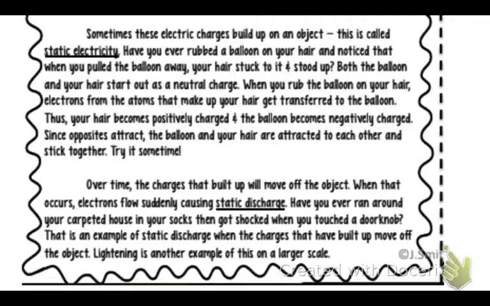Over time, the charges that build up will move off the object. When that occurs, electrons flow suddenly, causing static discharge. Have you ever run around your carpeted house in your socks and then got shocked when you touched a doorknob? That is an example of static discharge, when the charges that have built up move off the object. Lightning is another example of this on a larger scale.